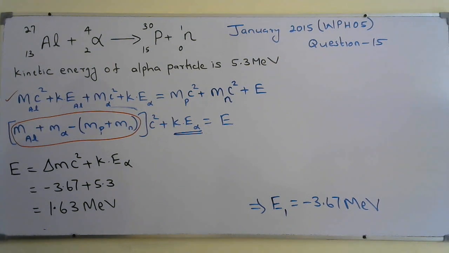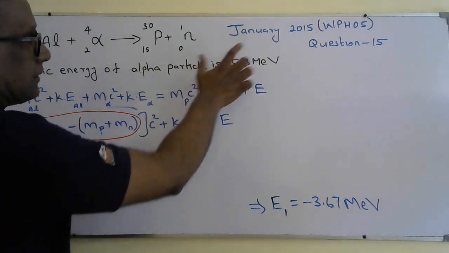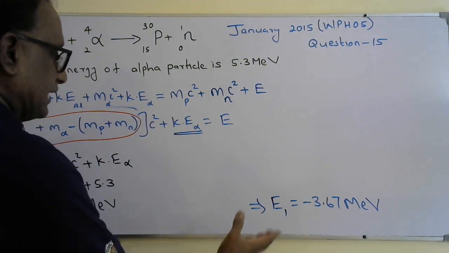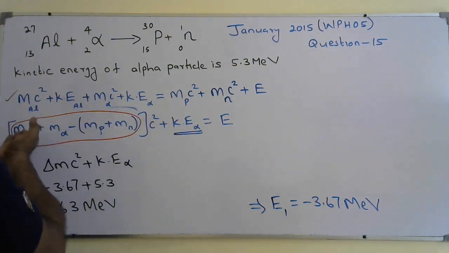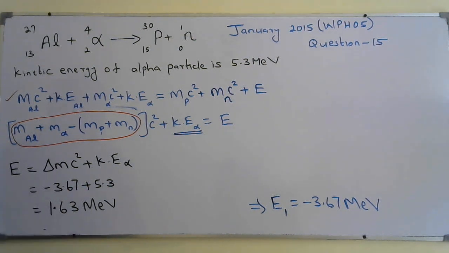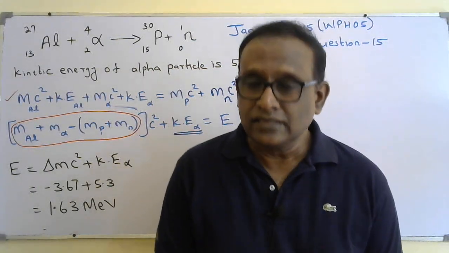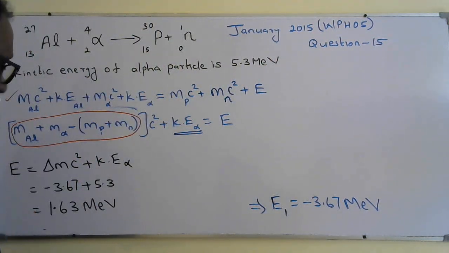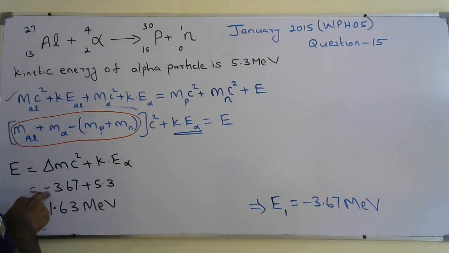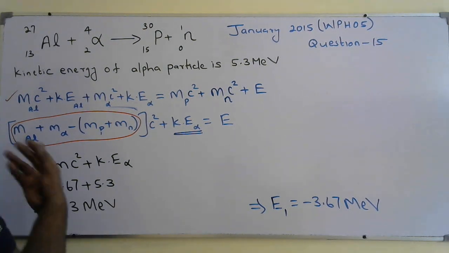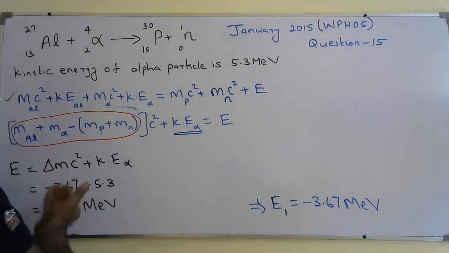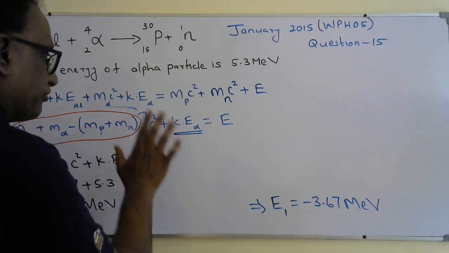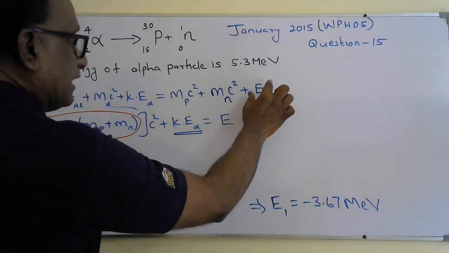Here again I want to tell you, in this question, January 2015, WPH05 question 15, the energy equivalent to this mass deficit is a negative answer. That means there is no mass deficit; mass increased. The final total mass is more than the initial total mass. That's the reason we are getting the mass deficit as a negative value, and the energy related to mass deficit also becoming negative.